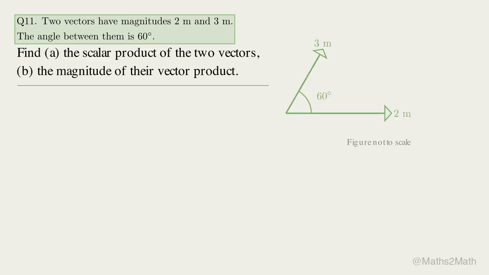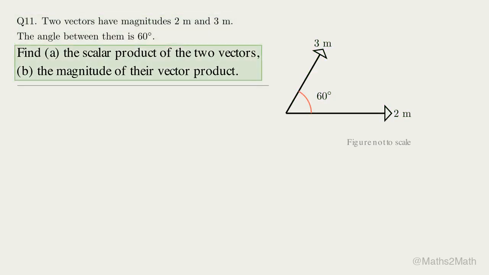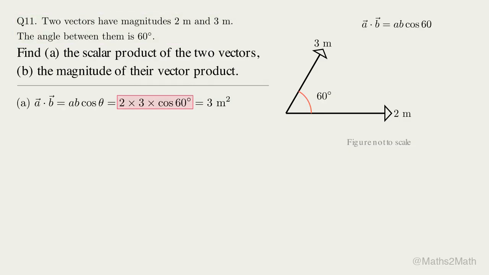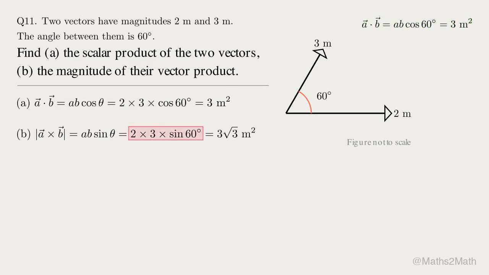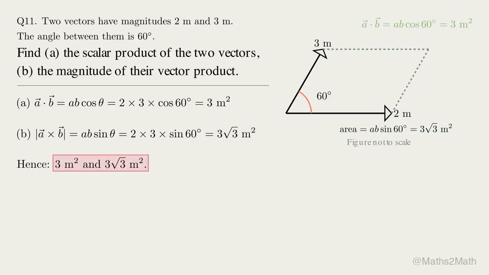Question 11. Two vectors have magnitudes 2 meters and 3 meters at 60 degrees to each other. We need their scalar product and the magnitude of their vector product. What does this mean? One uses cosine of the angle, the other uses sine. The scalar product is 2 times 3 times cosine 60, which is 6 times a half, 3 meters squared. The vector product's magnitude is 2 times 3 times sine 60, 6 times root 3 over 2, which is 3 root 3 meters squared. Hence, 3 meters squared and 3 root 3 meters squared.